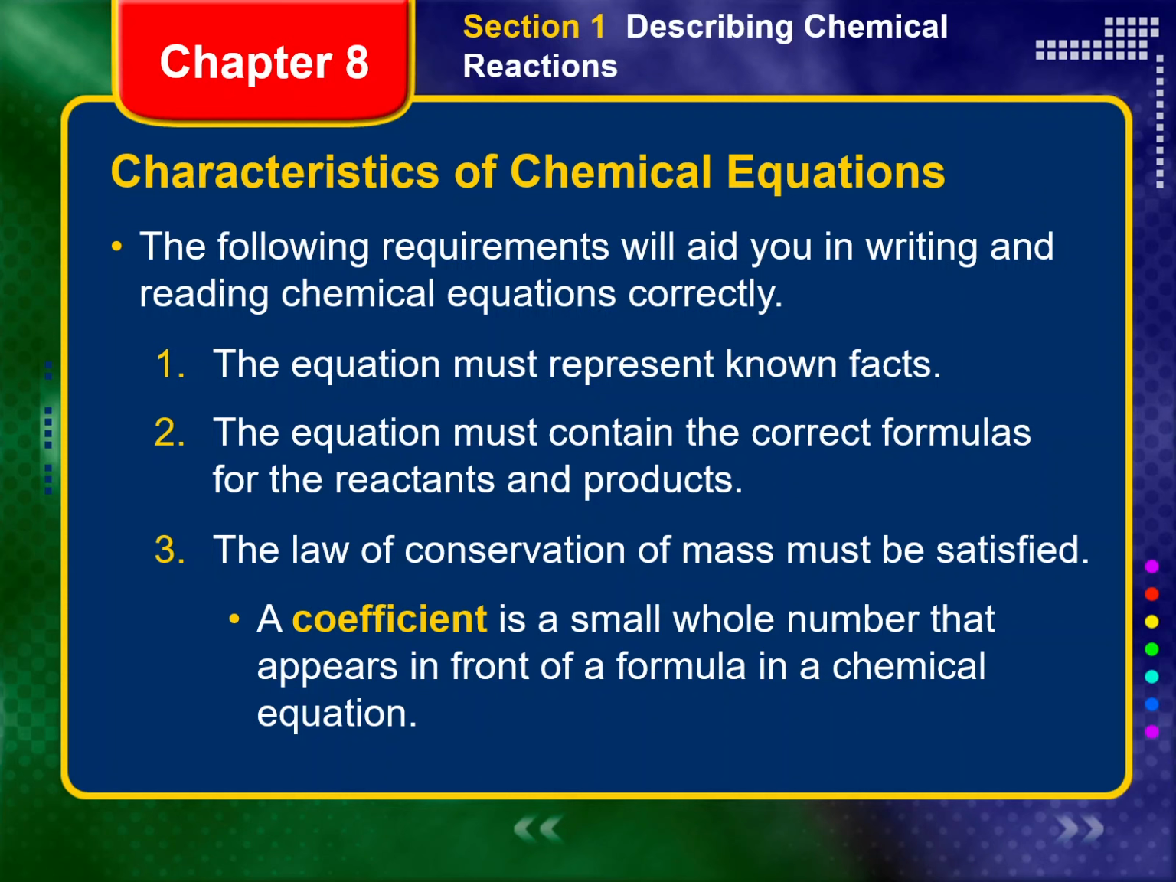Also, the equation must contain the correct formulas for the reactants and products. Remember what you learned in Chapter 7 about symbols and formulas. Knowledge of the common oxidation states of the elements and of methods for writing formulas will help you, but are not necessary to supply formulas for reactants and products if they are not available.